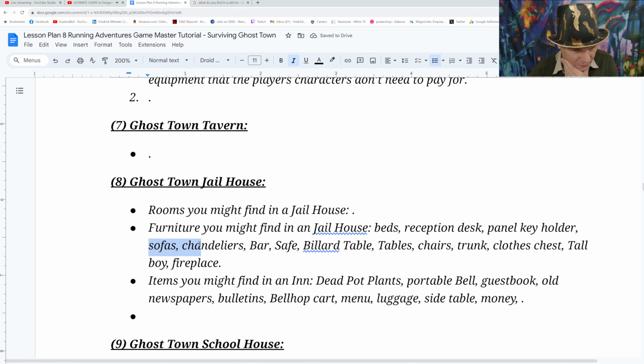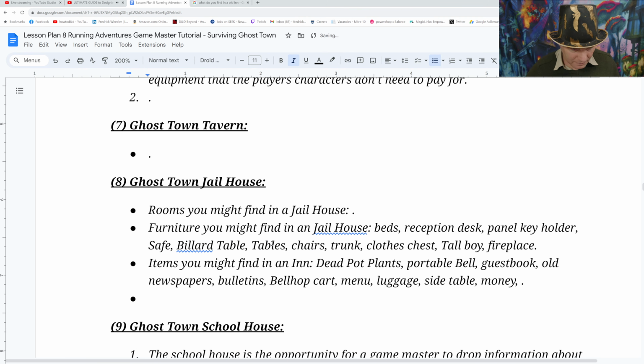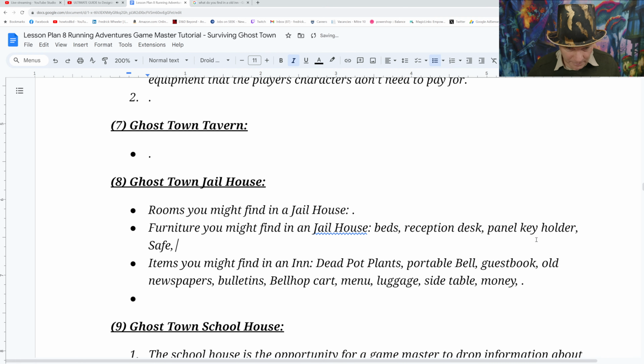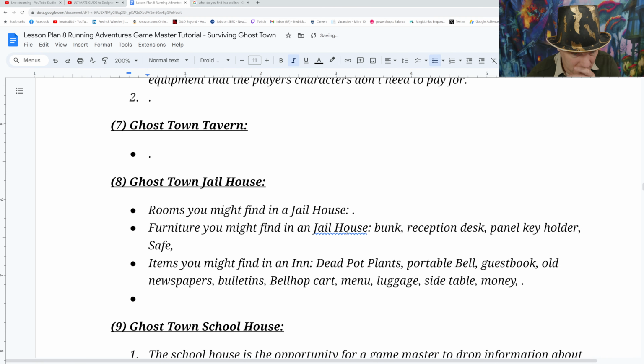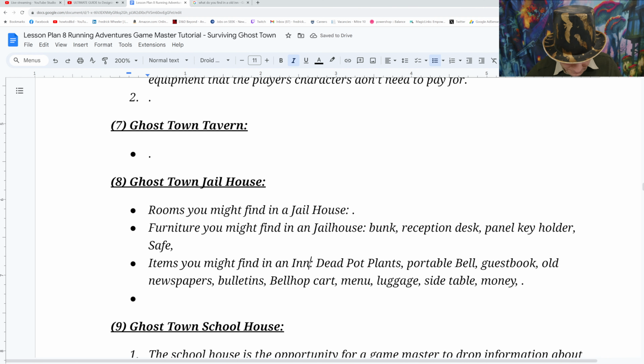You won't be finding a sofa. You won't be finding these. Would you have a safe? You may have a safe, though. Billiard tables, you won't. Tables, chairs, not necessarily. Trunk, chest, no, let's get rid of this. It's probably going to be a bunk, not a bed. Bunk. Jailhouse. Items you might find in a jailhouse.